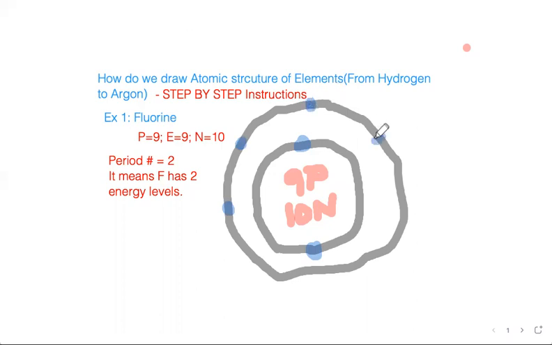Okay, 3, 4, 5, 6, and 7. That's it. So this is the atomic structure for fluorine. Hey, we did it.